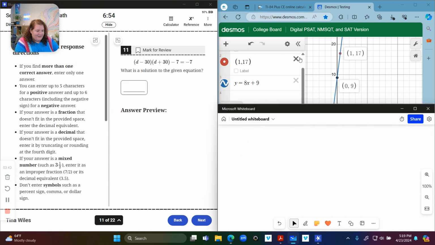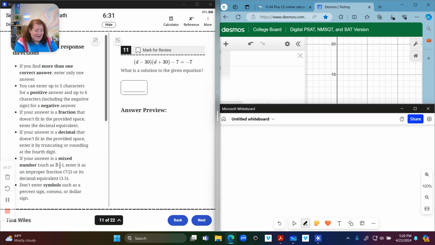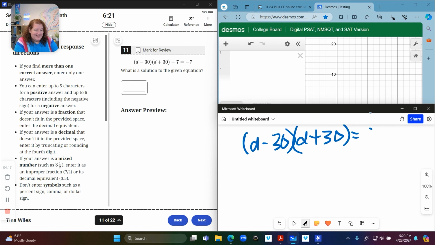And let's do another problem here. Number 11. (d minus 30)(d plus 30) minus 7 equals negative 7. To solve it algebraically, the easy way to do it is to realize that if I add 7 to both sides, (d minus 30)(d plus 30) is just going to become 0.